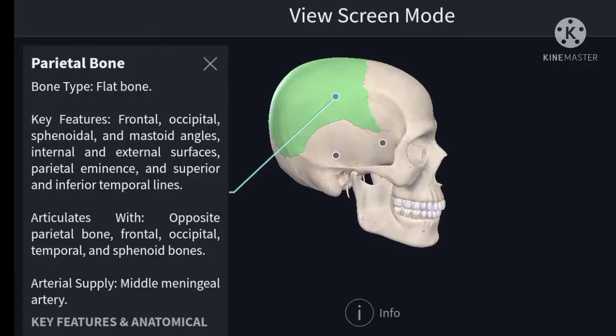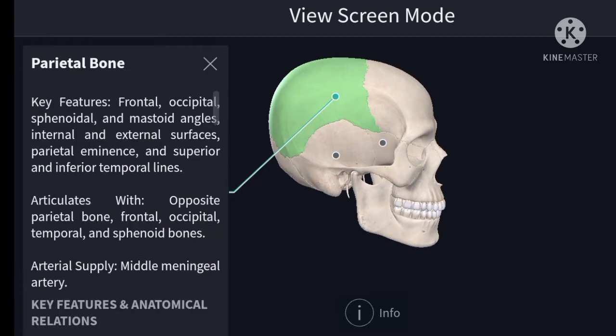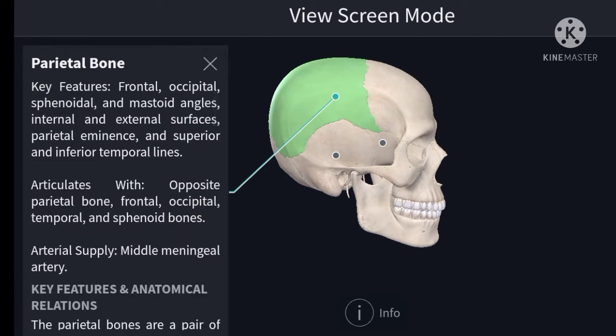Firstly, we will see the parietal bone. As you can see here, this is a parietal bone and it is a flat bone which is located in the neurocranium. It articulates with the opposite parietal bone, frontal bone, occipital bone, temporal bone as well as the sphenoid bone, and it is supplied by the middle meningeal artery.